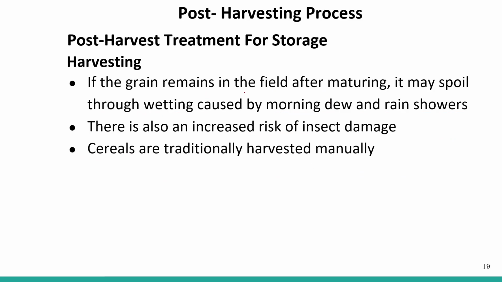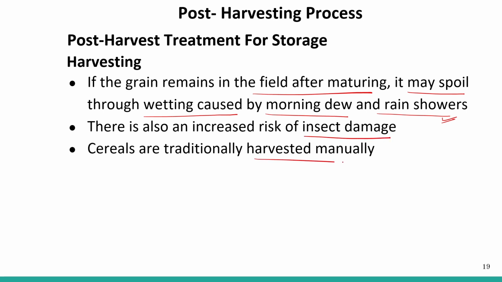If the grain remains in the field after maturing, it may spoil through wetting caused by morning dew or a rain shower. So sometimes there is a rain shower, sometimes there is dew. That can damage our fully developed or mature grain. So that is why we harvest it prior to maturity. There is also an increased risk of insect damage.